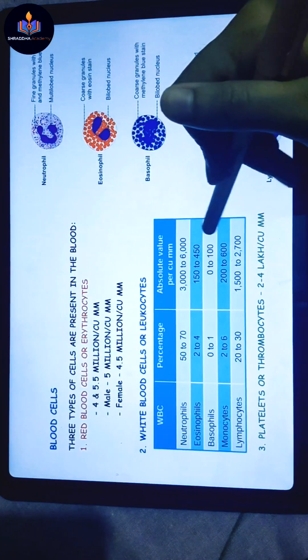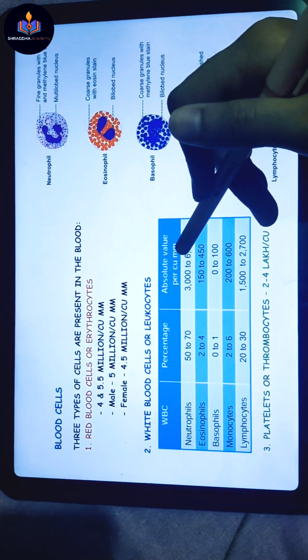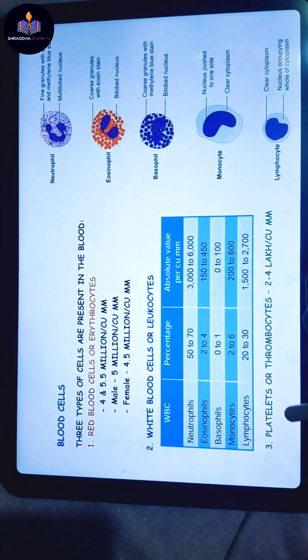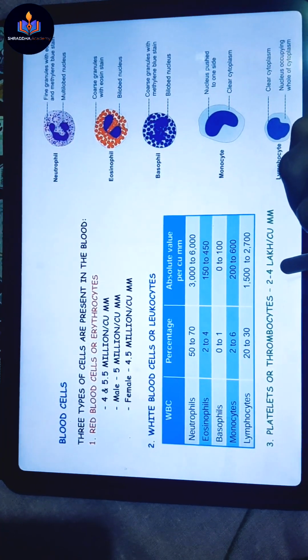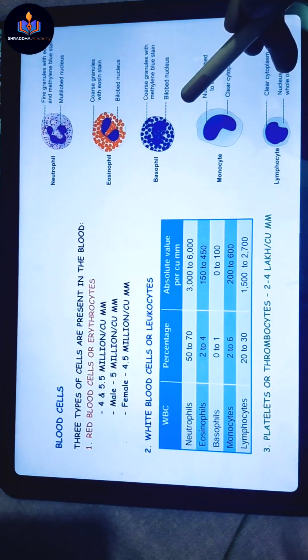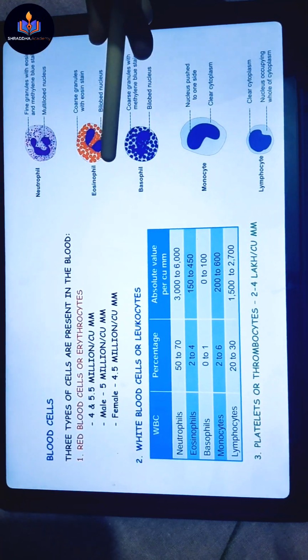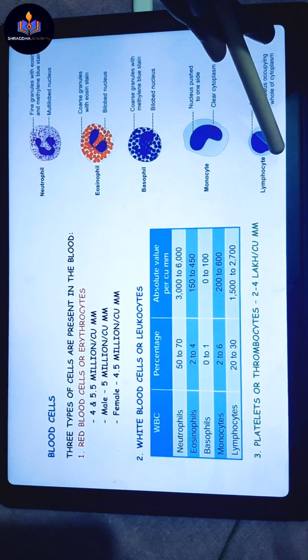So this is the absolute value which you should remember for the practical examination also. Then coming to the platelets or the thrombocytes, that is 2 to 4 lakh per cmm. Before that, as you can see, the neutrophil, eosinophil, basophil, monocyte and lymphocyte.